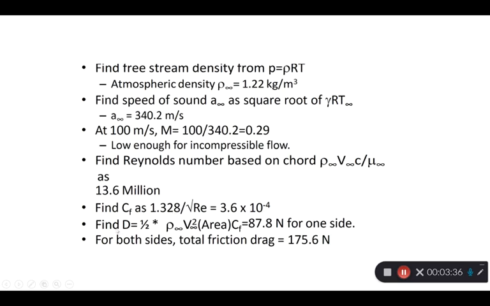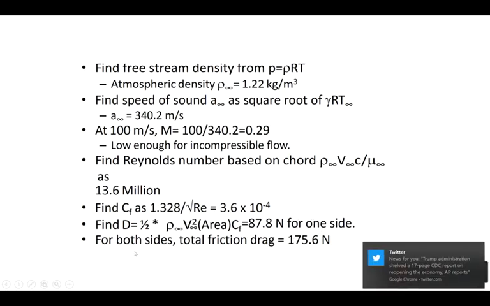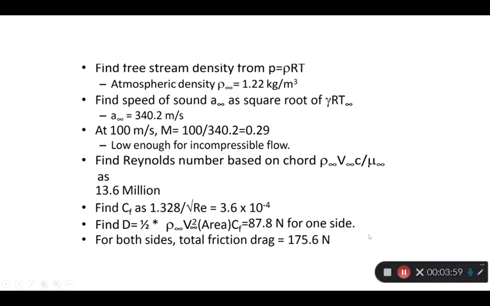Now the drag on the flat plate is 1/2 rho infinity V infinity squared times chord, which is 2 meters, times 20 meters of span, so 2 times 20, times the CF. That is the drag force on one side of the flat plate. Since we have an upper surface and a lower surface of a flat plate, you just multiply this by 2, and this is the drag force for the flat plate.